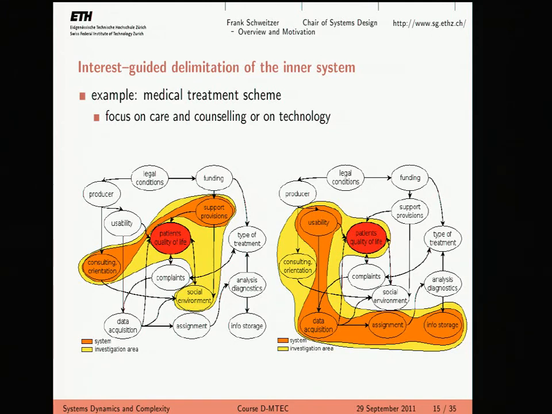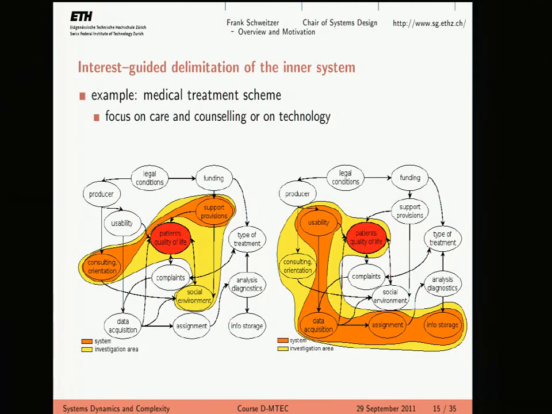What else? For example, the complaints by patients or by doctors influence the data that you record, and so on and so forth. This is not so important. This is our universe, okay? And I define my system, so the thing that is within my scope of interest, as the yellow one. So I care only about consulting, providing advice to doctors.